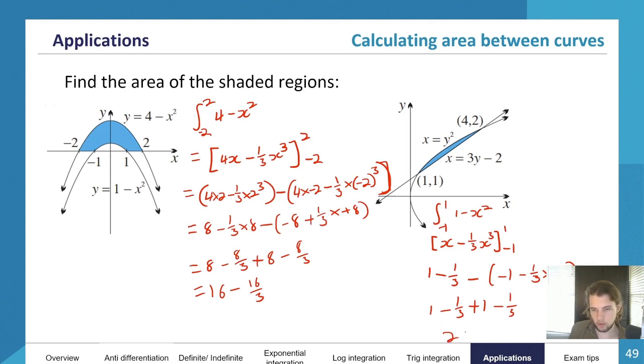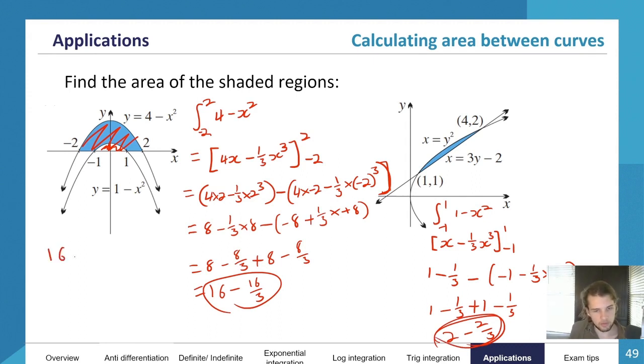So that's 2 minus 2 on 3. So that's our second area. 2 minus 2 on 3 is our area in here, whereas 16 minus 16 on 3 is all of our area here. So we want to get this and subtract that.